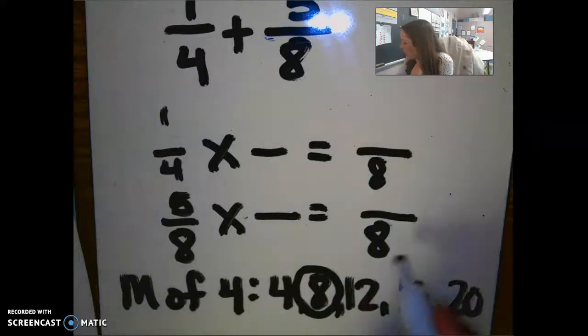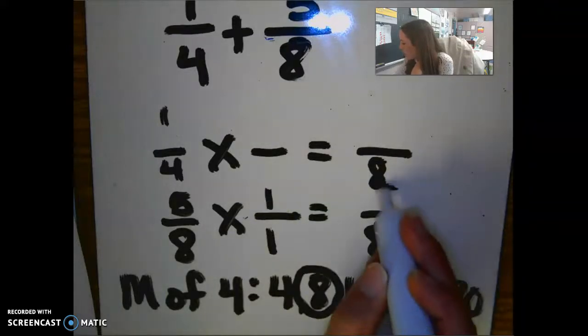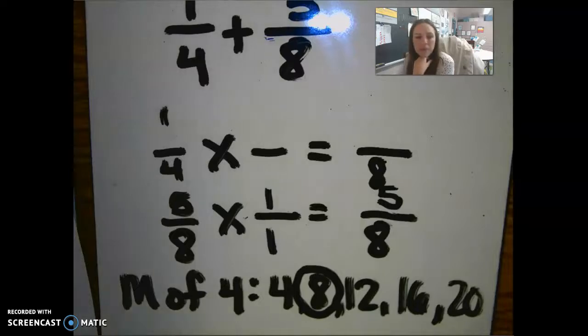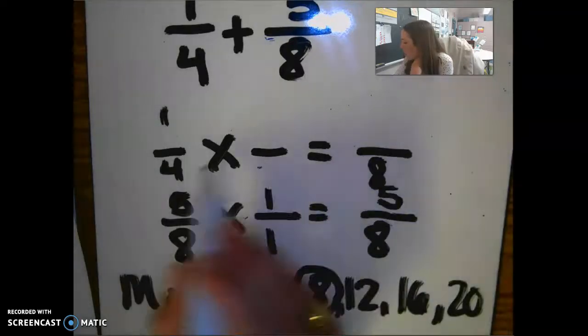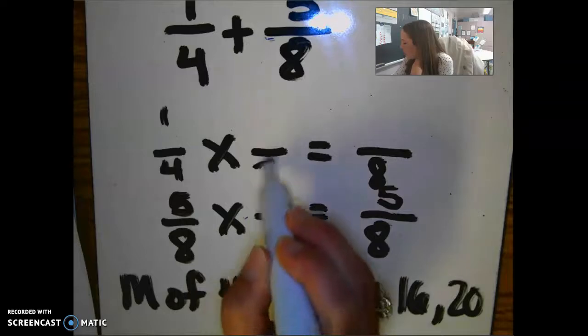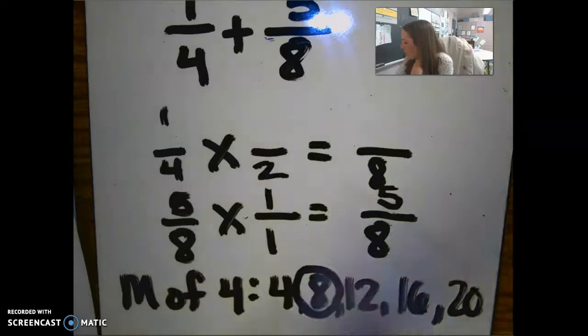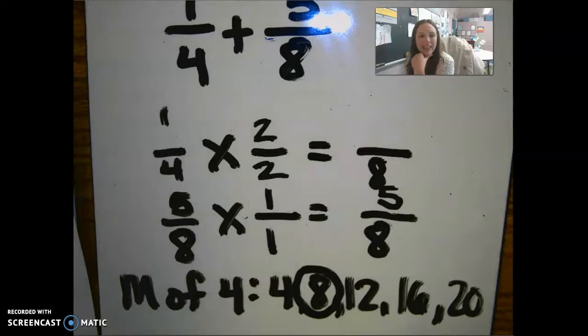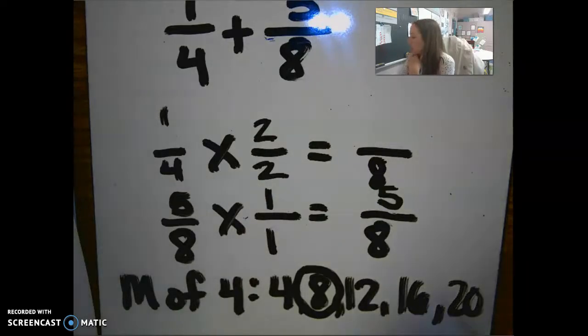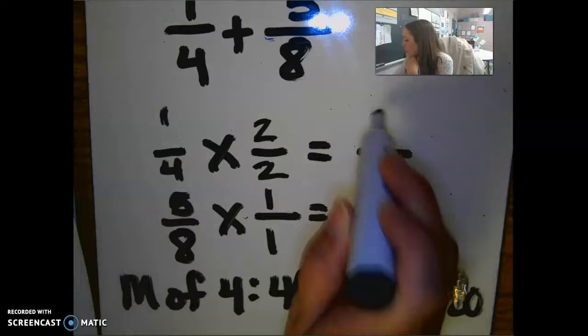And nothing's going to change with this one. We could say we're going to multiply everything by 1, but nothing's really going to change. But we do need to change our 1/4. What times 4 is 8? Well, 2 times 4 is 8. And remember, I have to multiply my numerator by the same number because we're creating an equivalent fraction. And 1 times 2 is 2.